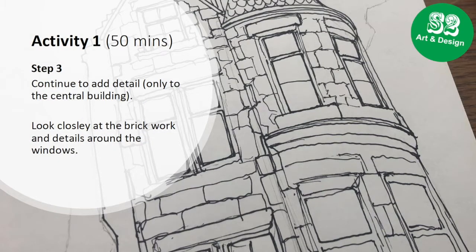Step 3, continue with your detail. Look closely, especially at the brickwork and the windows. There is so much you can draw in terms of line in these areas of the building.